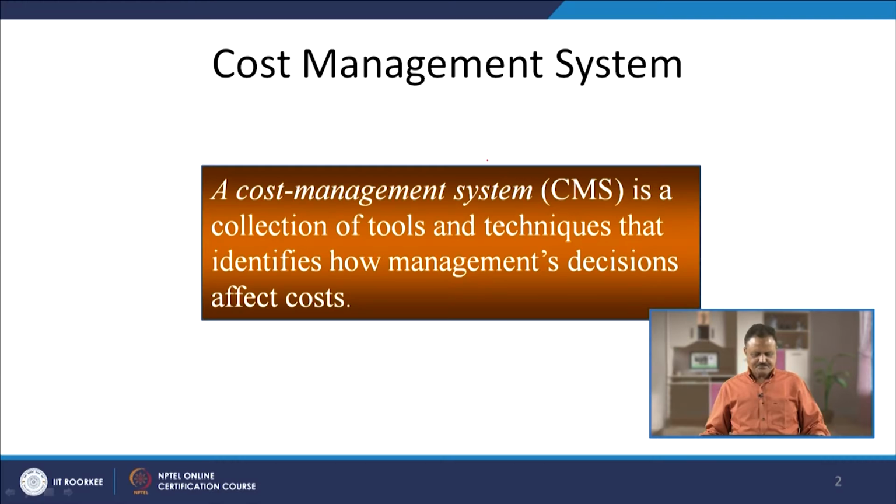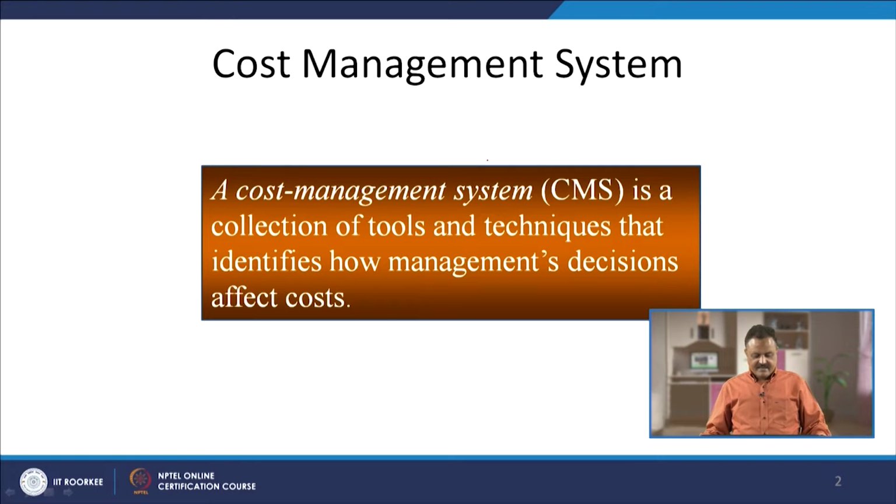We will learn about what the cost management system is, what the different types of costs are, and how we can reach the level of implementation of a system which is called the activity based costing system, right. So, let us try to understand what the CMS, cost management system, is.